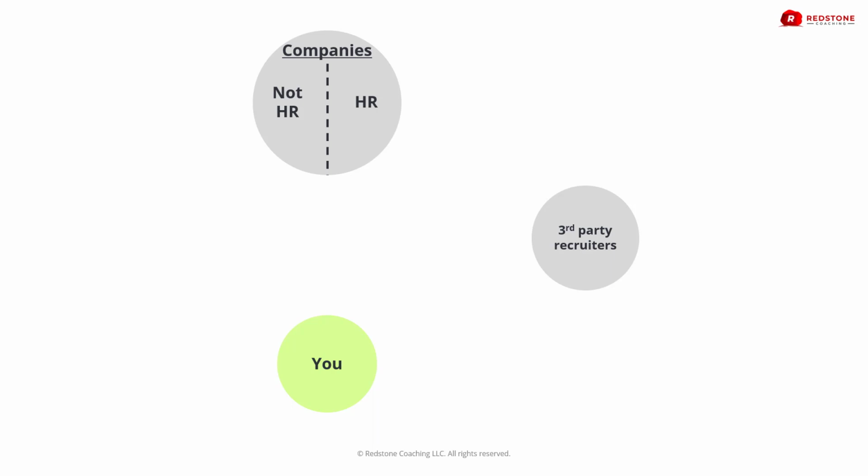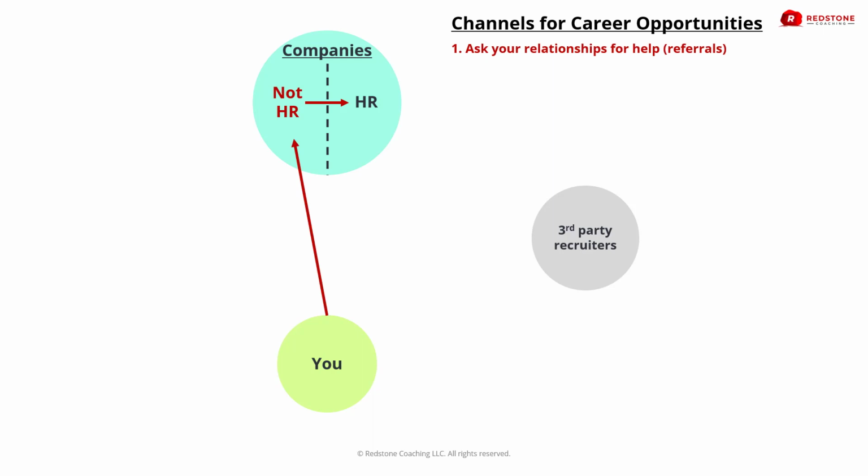Okay, so now how this all plays out. This is kind of what I call the channel of applications or the channel of career opportunities, and it's kind of a triangle. So there's you, there's your target companies, and then there's going to be third-party recruiters. The way that we can visualize these different channels is, channel number 1 is you're building strategic relationships with professionals inside of your target companies.